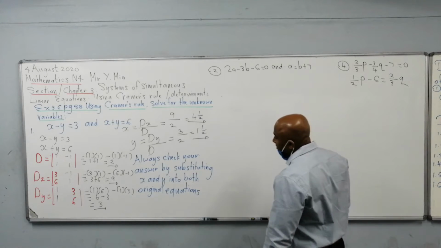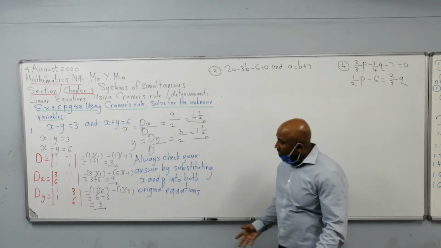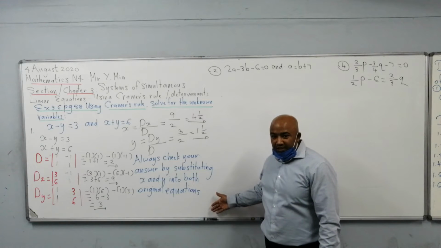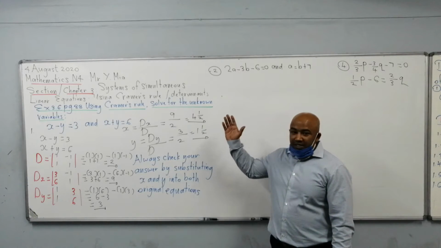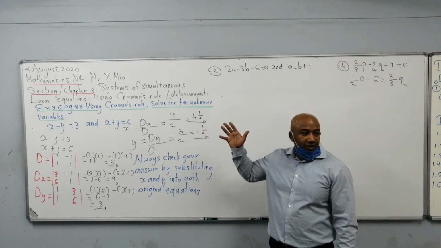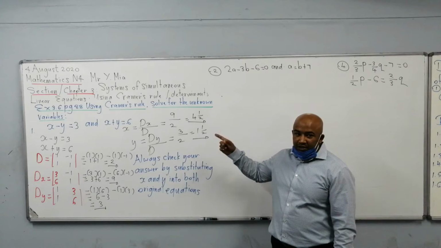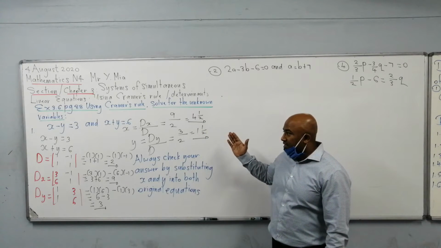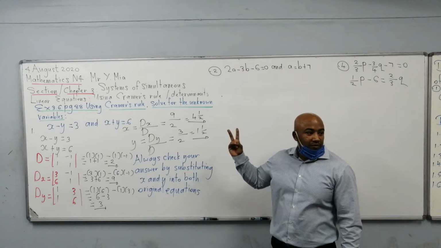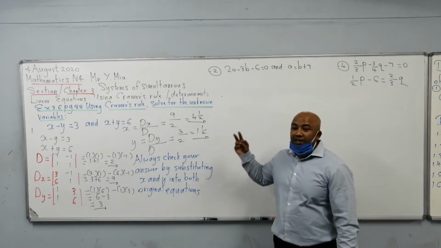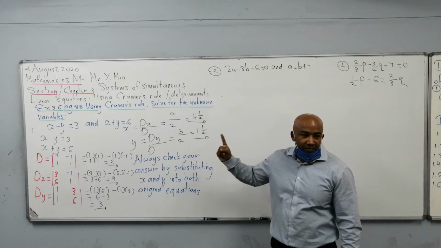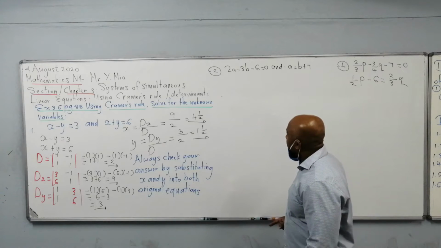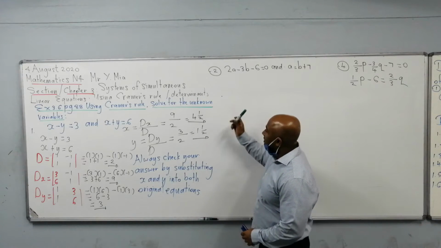Right, so number 1, we worked it out. Remember, you need to check your answer. You check your answer by substituting into the original equations, both x and y. Check if the left-hand side is equal to the right-hand side. Don't check one, check both, because they must satisfy both equations, not just one equation. Right, so now, let's move on to the next one.